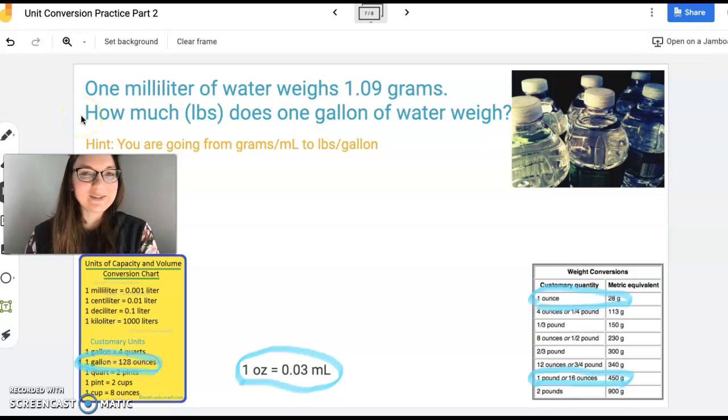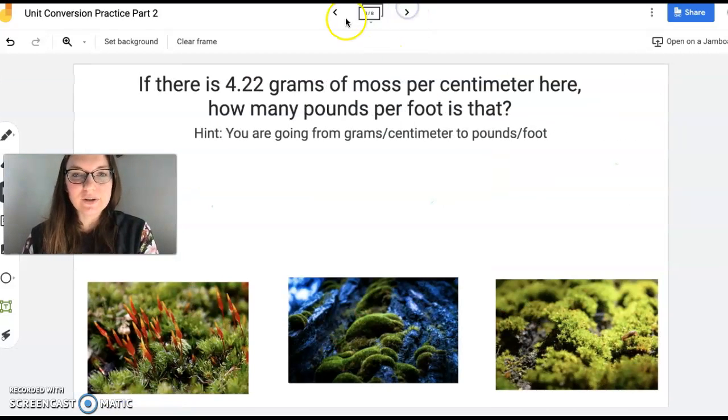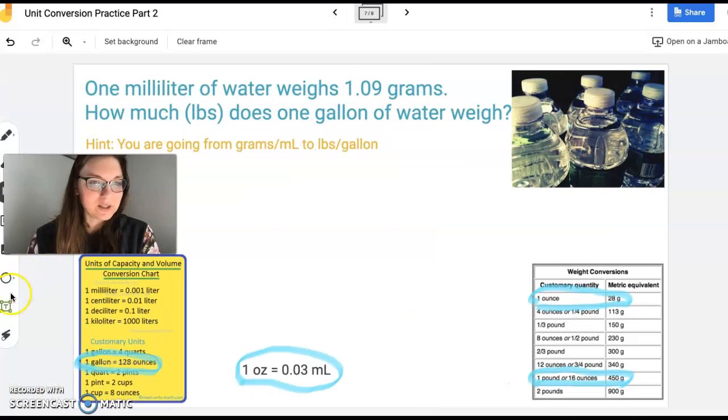Okay, so here's the rest of this. We have 2 more slides left to do. These are the tricky ones, so we're going to walk through this step by step. So we are figuring out how much, we have 1 milliliter of water that weighs 1.09 grams, and how many pounds does a gallon of water weigh?